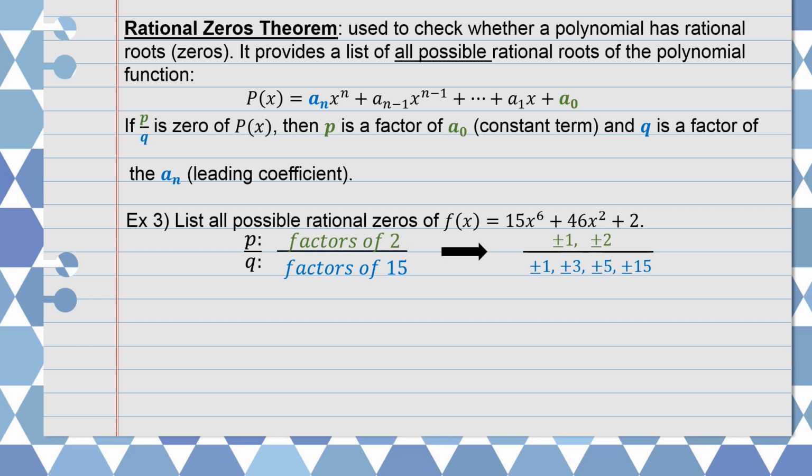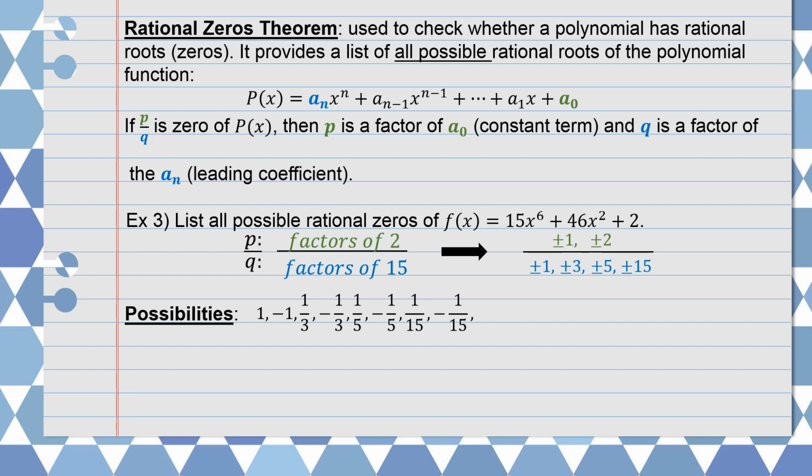Now it says list all possible rational zeros. That means every possibility. So here's what we need to do. We look at the 1 on the top, and we're going to put a 1 over each of the numbers in the bottom. So 1 divided by 1 could be 1 or negative 1. 1 over 3 would be a positive 1/3 and a negative 1/3. 1 over 5 or a negative 1 over 5. 1 over 15, negative 1 over 15. So we found every possible combination in dealing with the 1 in the numerator.